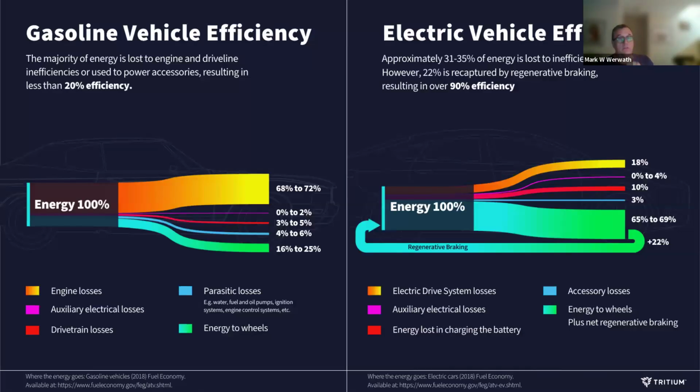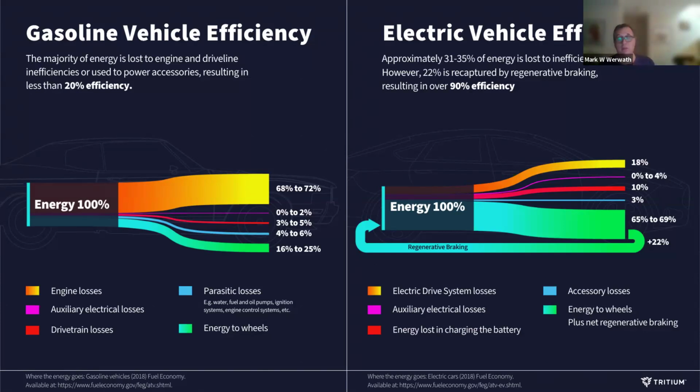All right, so what are we seeing here, right? The majority of energy is lost to engine and driveline inefficiencies in a gasoline car, or used to power accessories, resulting, get this, hold your horses here, in less than 20% efficiency. That's right, gasoline cars are less than 20% efficient. Electric vehicles, approximately 31 to 35% is lost due to inefficiencies. However, most people don't know this, but electric vehicles have regenerative braking. They're recapturing lost energy, right? That otherwise we dissipated as heat.